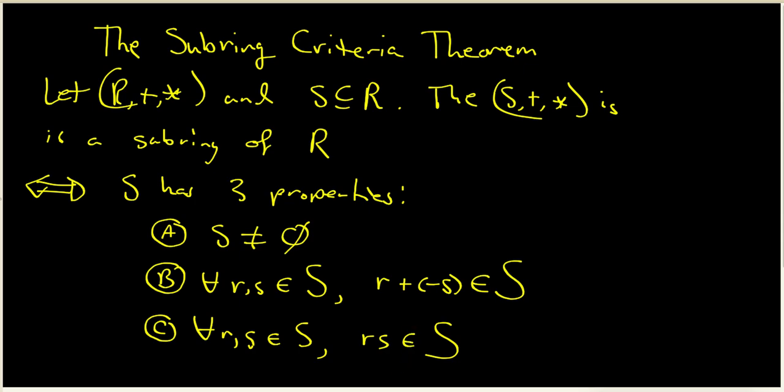And it's important to understand that this theorem works in two directions. If we know S is a subring, then we can immediately conclude that S has all three of these properties. But just as important, if we can show that a particular subset has these three properties, then we can conclude that the subset actually is a full-fledged subring. Because this theorem is an if and only if theorem, we have to prove both directions.